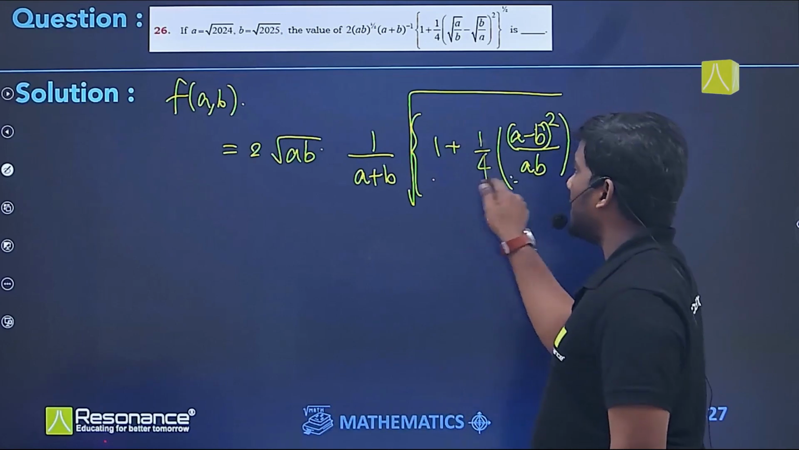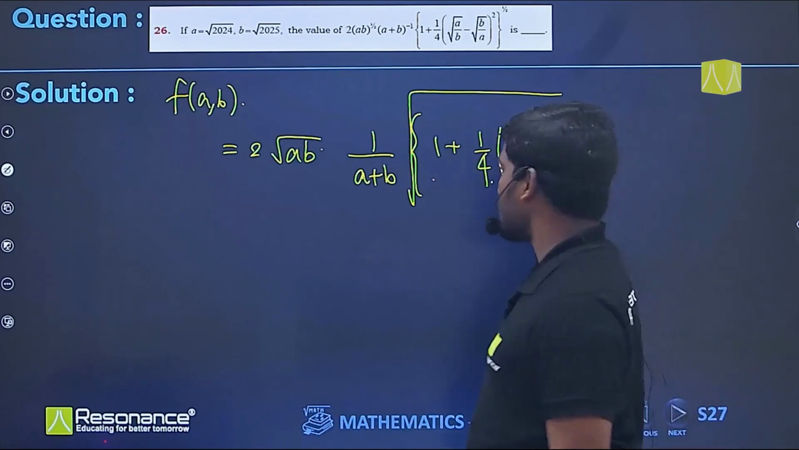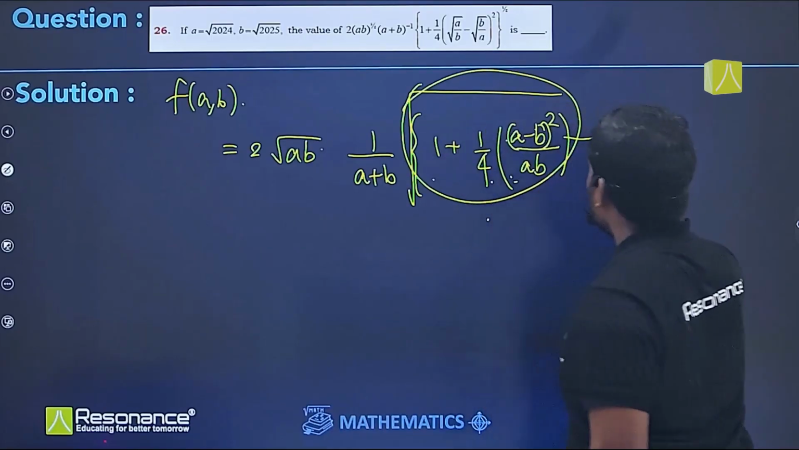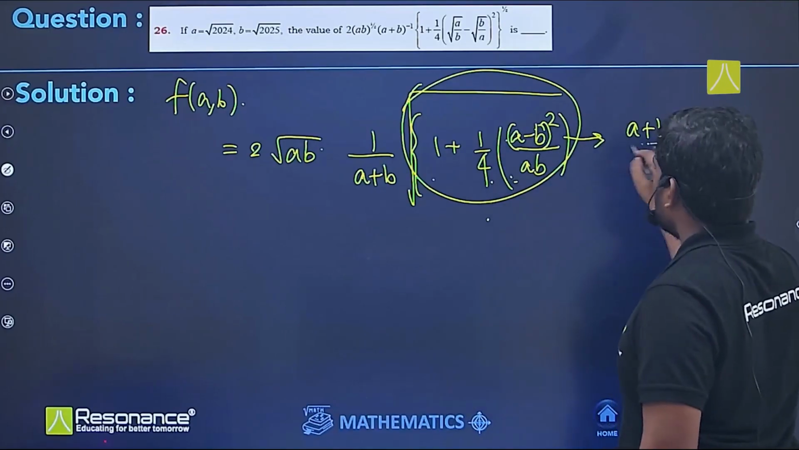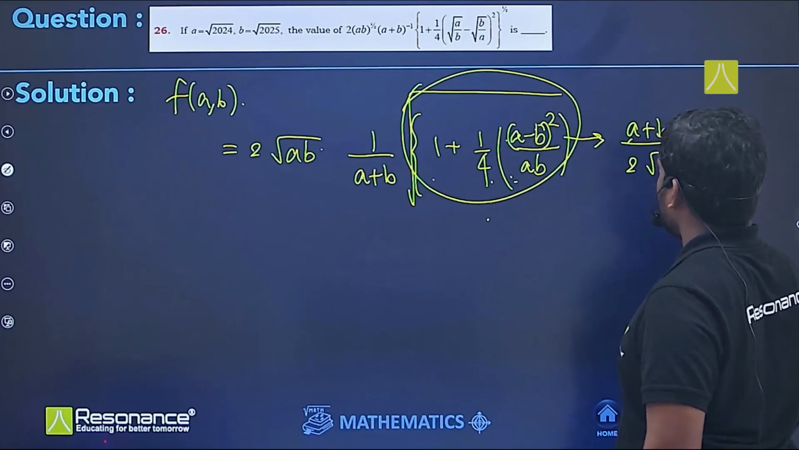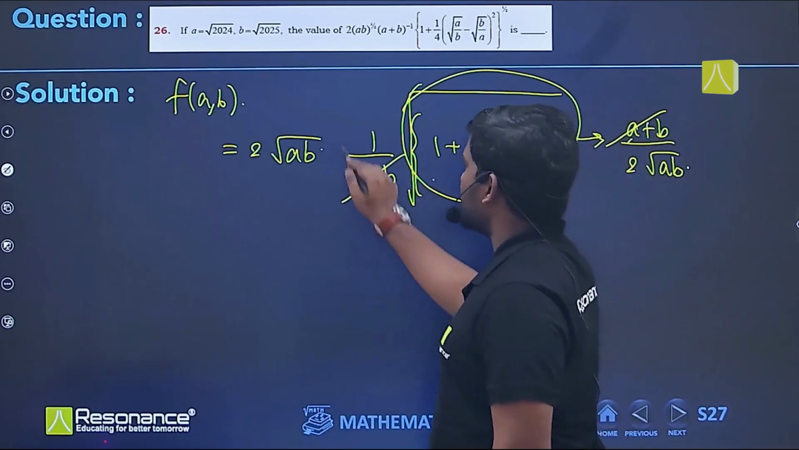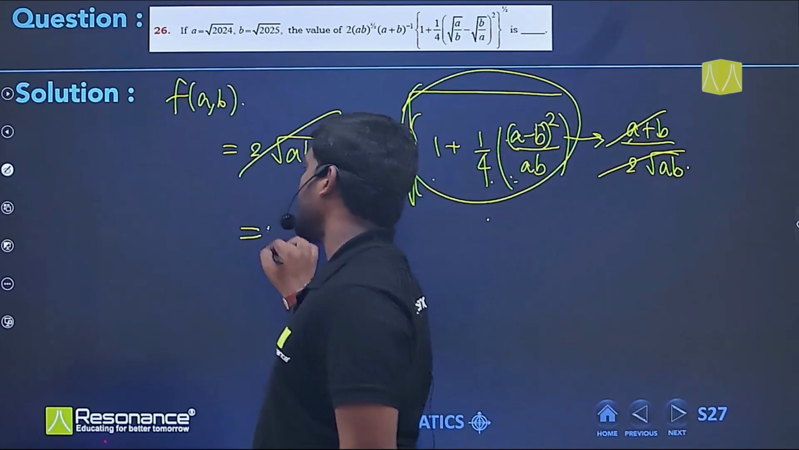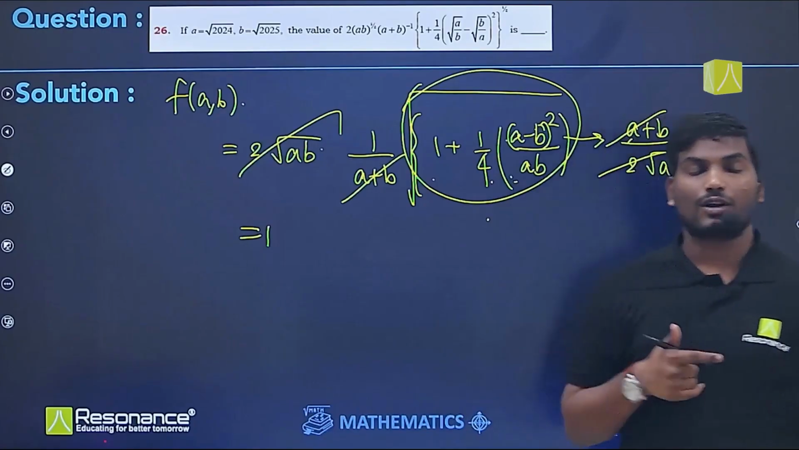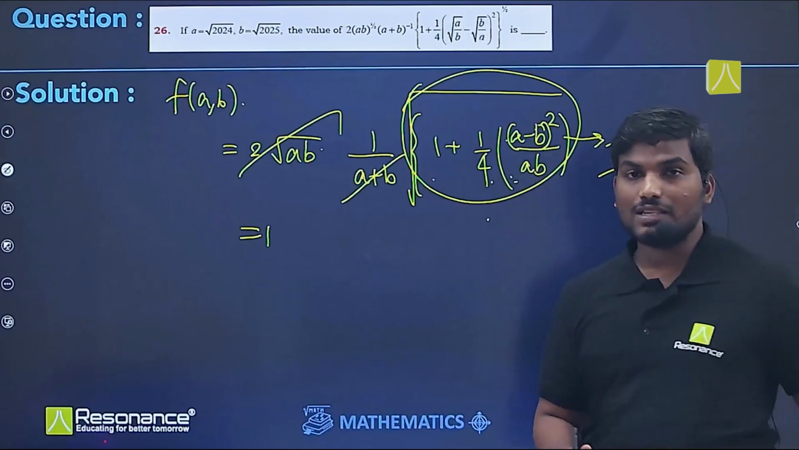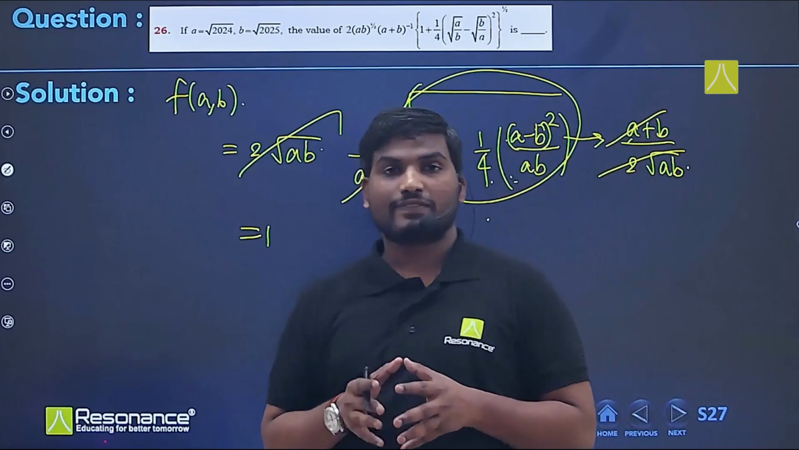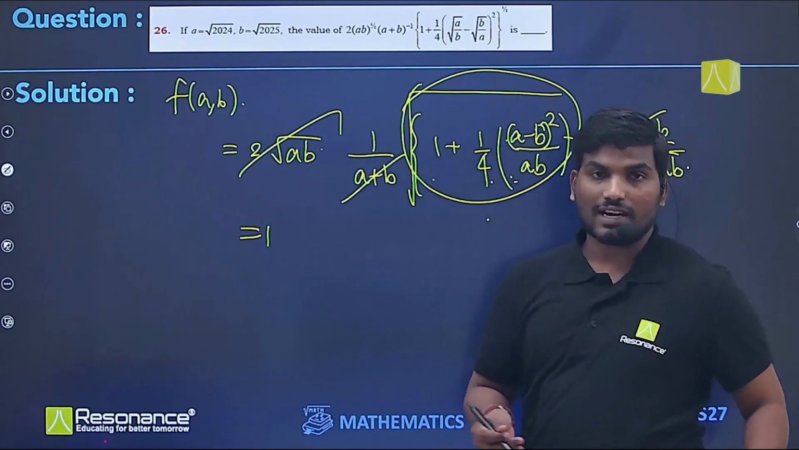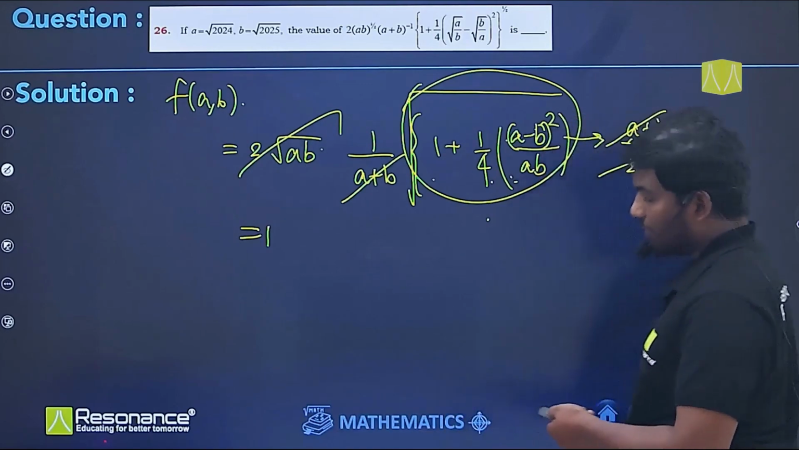Now 4ab plus a minus b square is a plus b square. So this whole fraction becomes a plus b by 2 root ab. Now a plus b gets cancelled, 2 root ab gets cancelled. So the final resulting expression is 1. The numbers root 2024 and root 2025 are just given so as to ensure that you are enough confused in the exam as to what the procedure would be. So these are the pitfalls that people expect you to fall into.